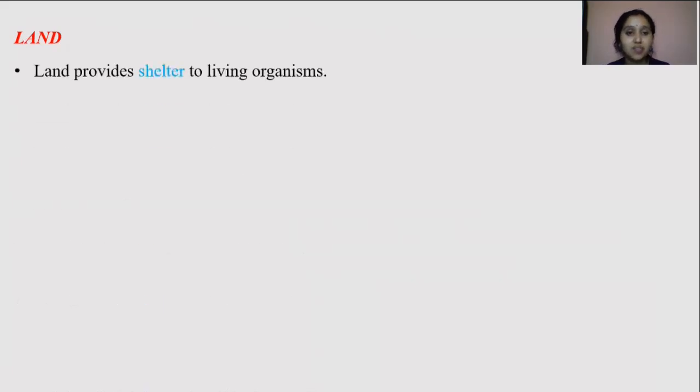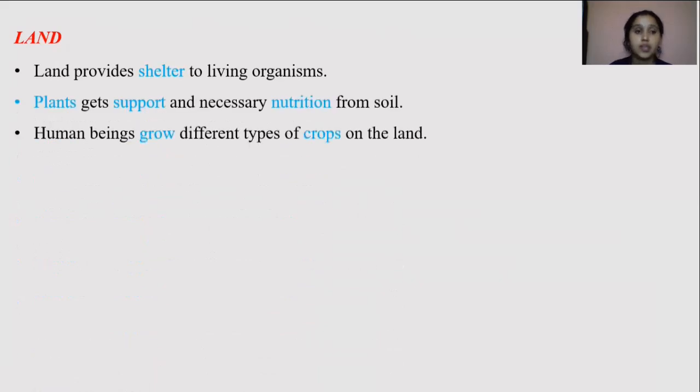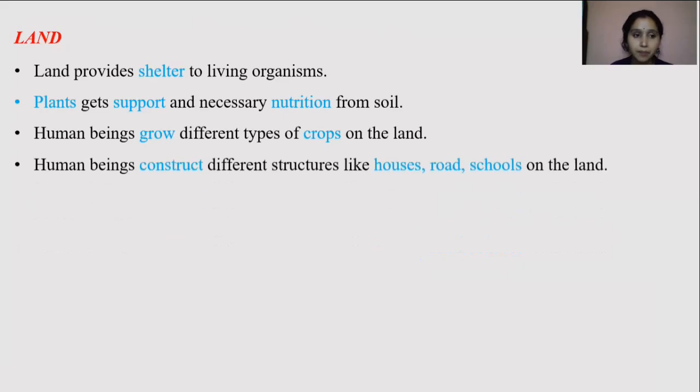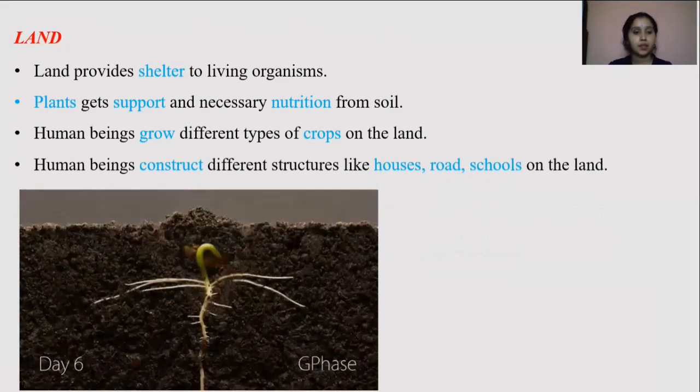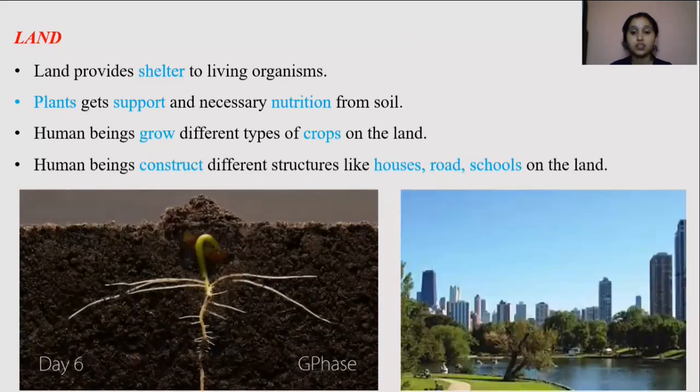And the next natural resource is land. Land is also equally important as other natural resources, and it is not new for us because we have already read this in the importance of environment, and the abiotic component also we studied. So land provides shelter for living organisms, and plants get support and necessary nutrition from soil. Human beings grow different types of crops on the land. Human beings construct different structures like houses, roads, schools on the land. And you can see this figure we have already seen, showing how plants are grown on land and how different infrastructures are built on land.